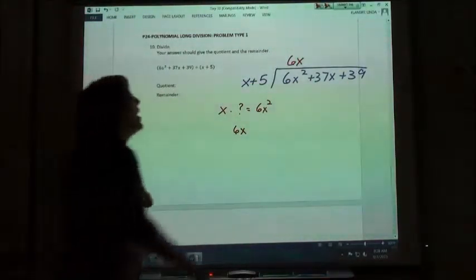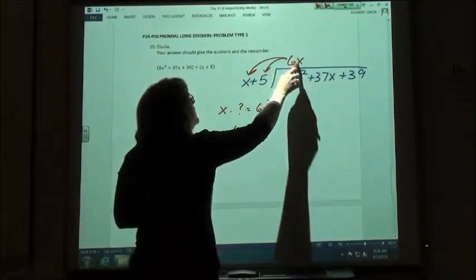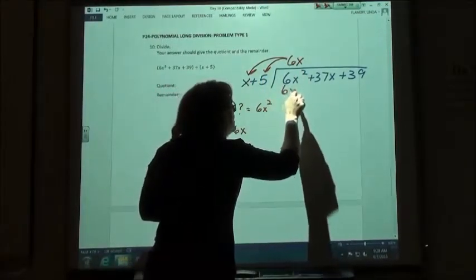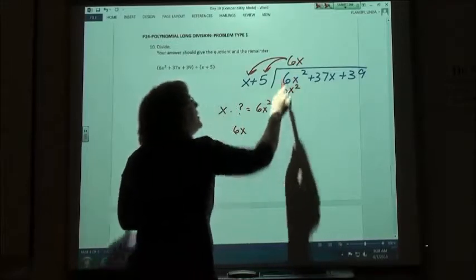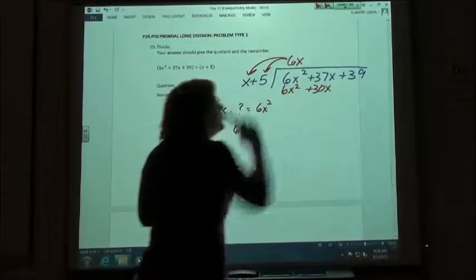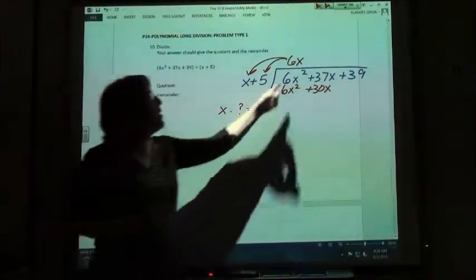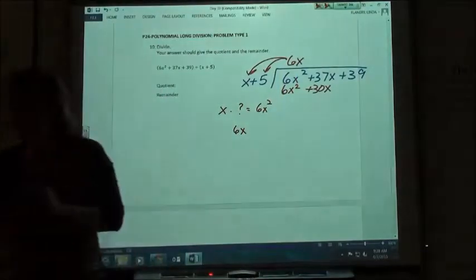Now I'm going to multiply that times this and times this. So 6x times x is my 6x squared. Those should match. 6x times 5 is 30x. Those ones probably won't match, but sometimes they do. But the leading one you always want to match up. We've got it matched up, right?